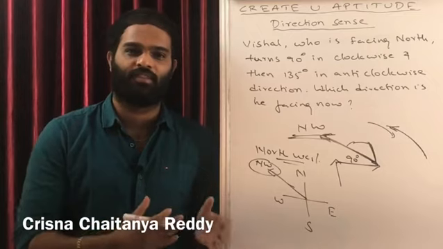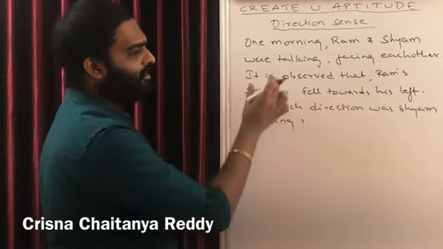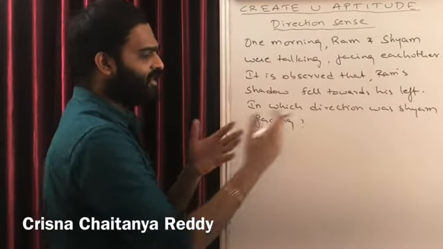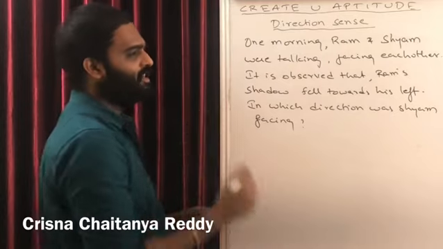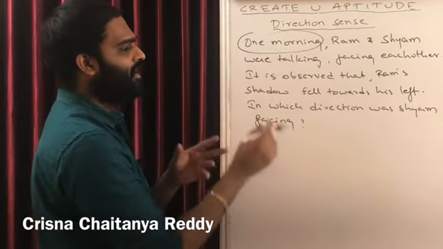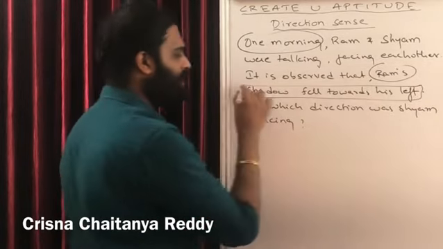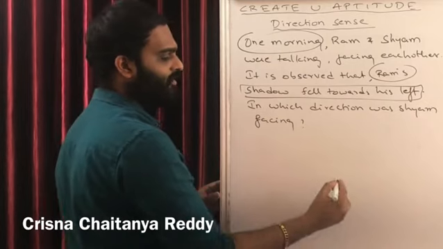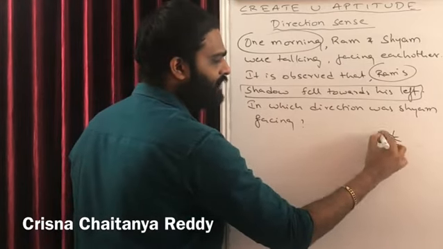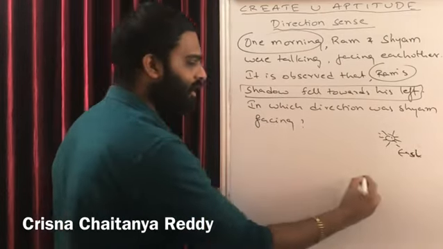Let us answer last couple of questions. One morning Ram and Shyam were talking facing each other. It is observed that Ram's shadow fell towards his left. In which direction was Shyam facing? Very, very simple and very interesting question. Ram's shadow fell towards his left, and in the morning sun rises in the east.